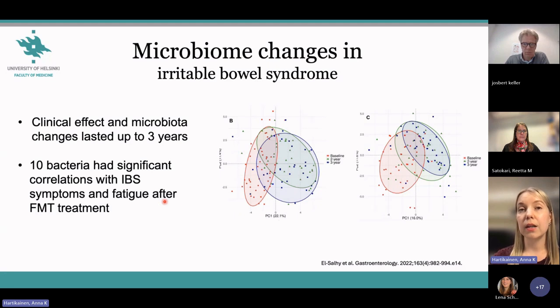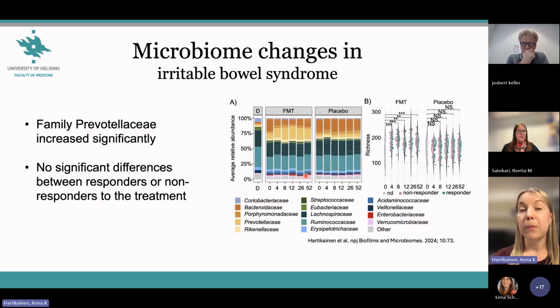Also here, this El-Salhy et al. paper, they showed that the clinical effect and also the microbiota changes can be very long-lasting. Here you can see where they used 30 grams of the fecal transplant and 60 grams of the fecal transplant, that the baseline samples in both cases are clustered separately from the 2-year and 3-year follow-up time points. Also in this paper, they found 10 bacteria that had significant correlations with the IBS symptoms and fatigue after FMT treatment. We also studied IBS patients in an FMT clinical trial.